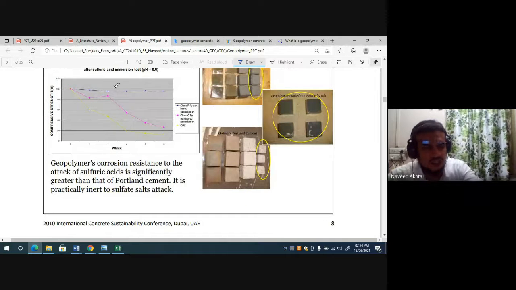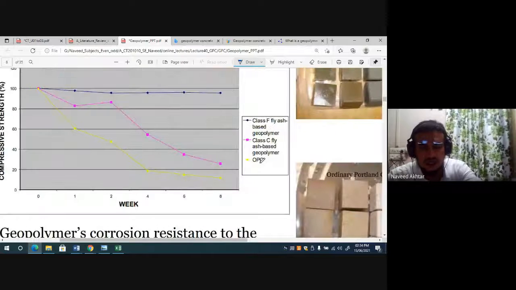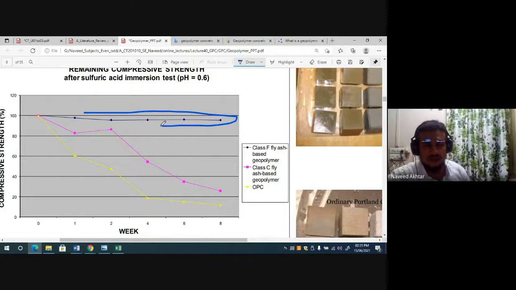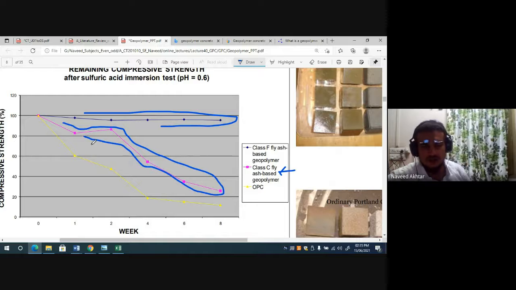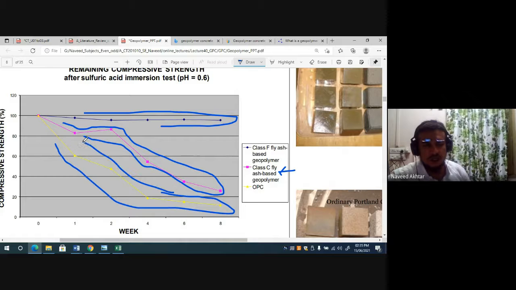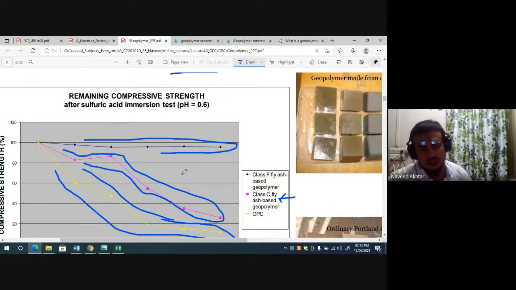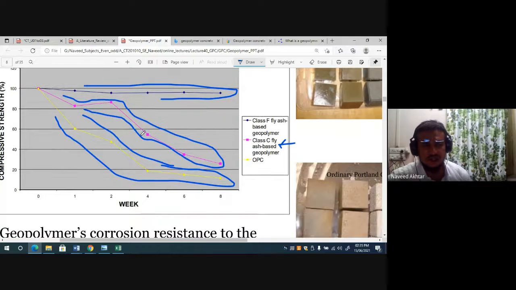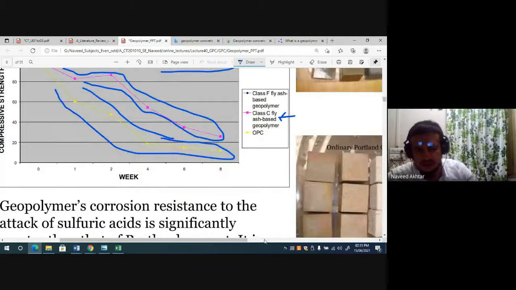So you can see the blue line is the class F fly ash based geopolymer concrete. This one, and below that, class C. This one is for the class C fly ash geopolymer concrete, and this yellow line is showing the ordinary concrete based on the OPC cement. The pH of this is 0.6, acidic, and you can see the properties.